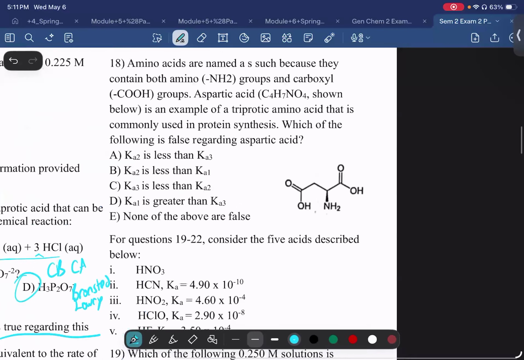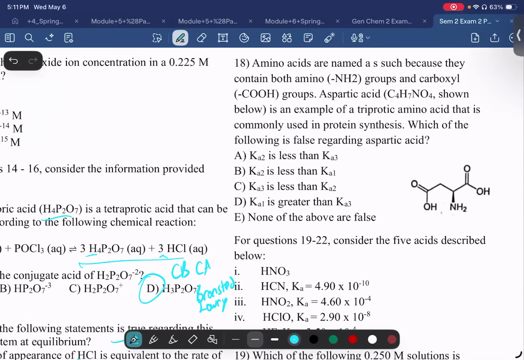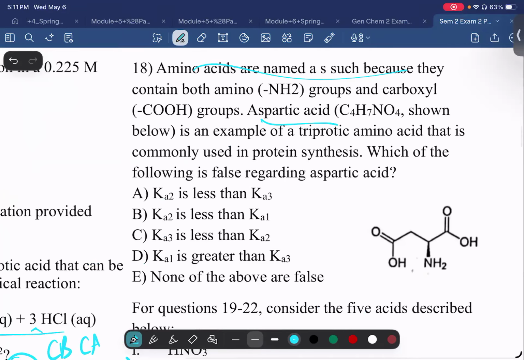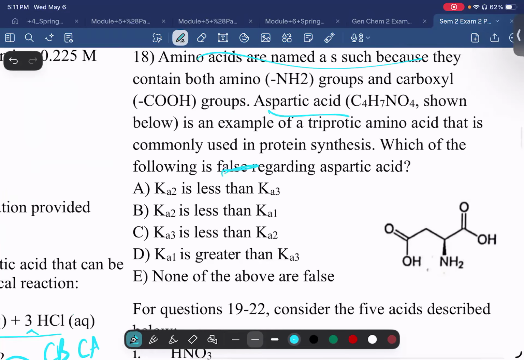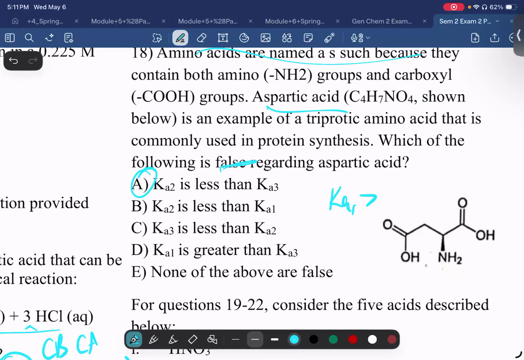But okay. So we're given this amino acid. We're like, what? What is going on, right? So much unnecessary information. You'll learn about aspartic acid in biochem, but you know it's triprotic. So which of the following is false? So what's not true? And so this is based off polyprotic Ka values, right? And so we see here that A would be not true. And that's just because Ka1 is greater than Ka2, right? Which is greater than Ka3, right?